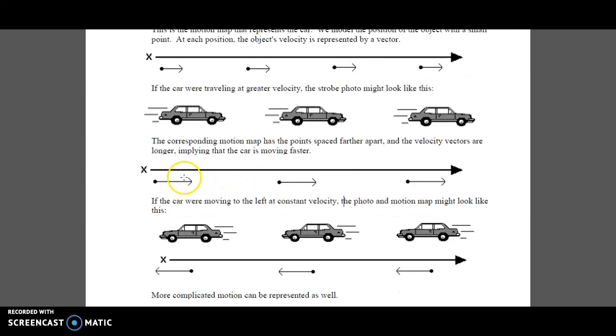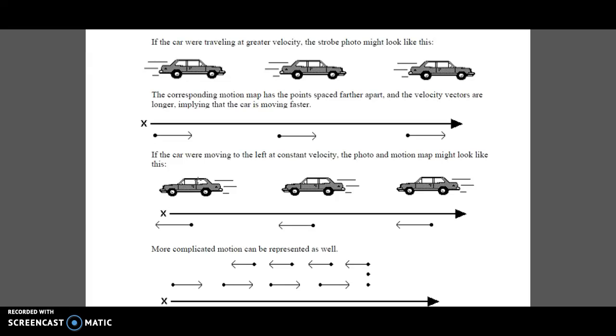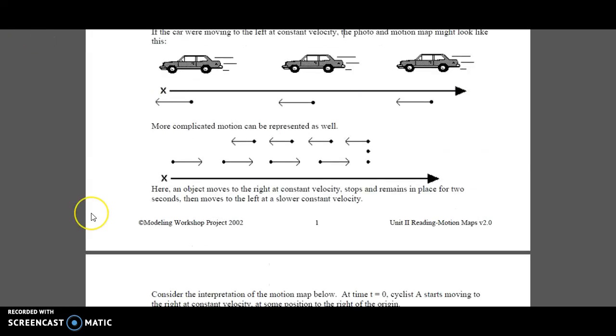If you compare it to the next set of arrows, they're further apart, they're a little bit bigger, meaning the car is going faster, and they're the same direction. If you go even further, going left shows that they're going the left direction. We can even get more complicated with these arrows.